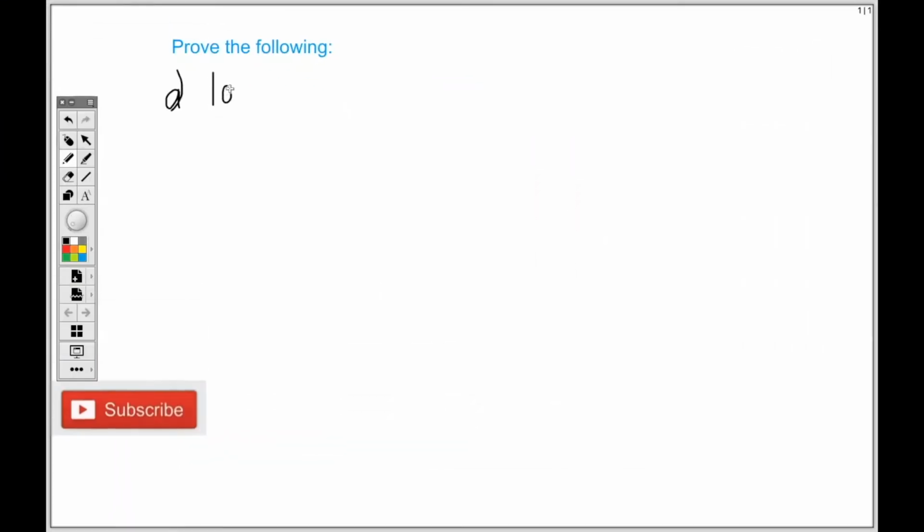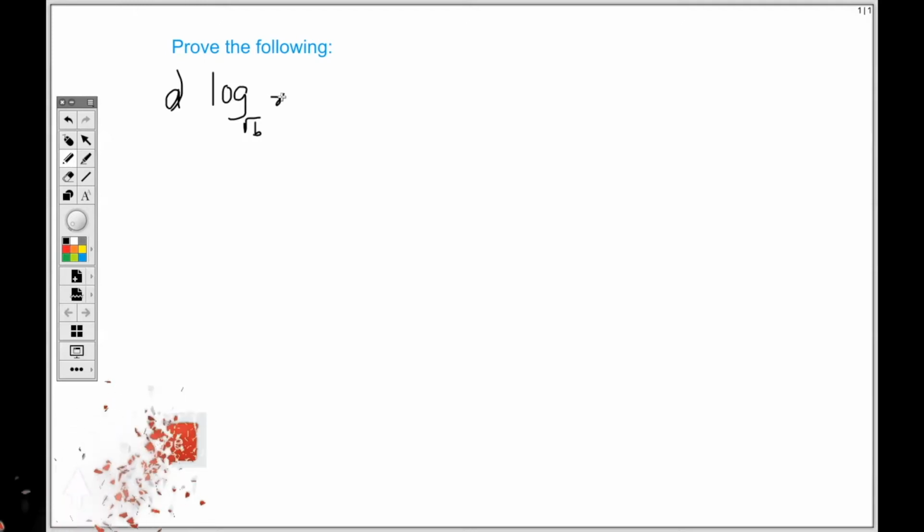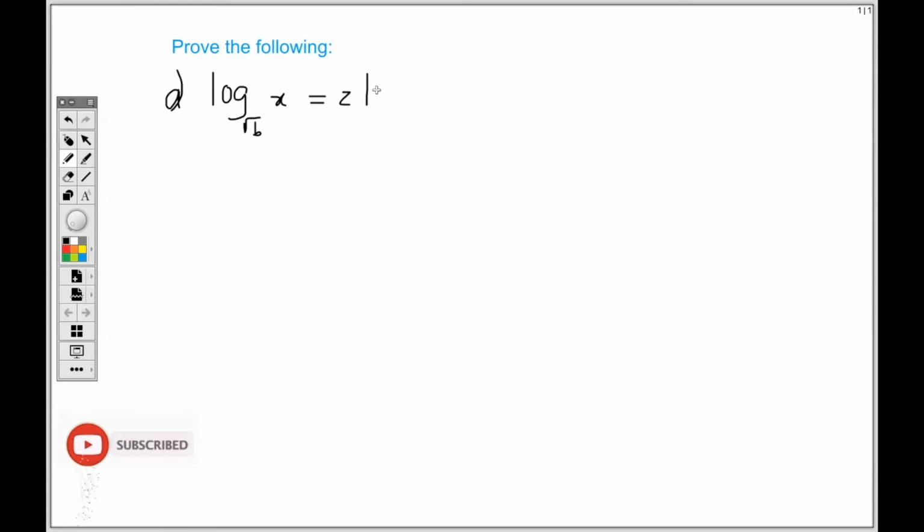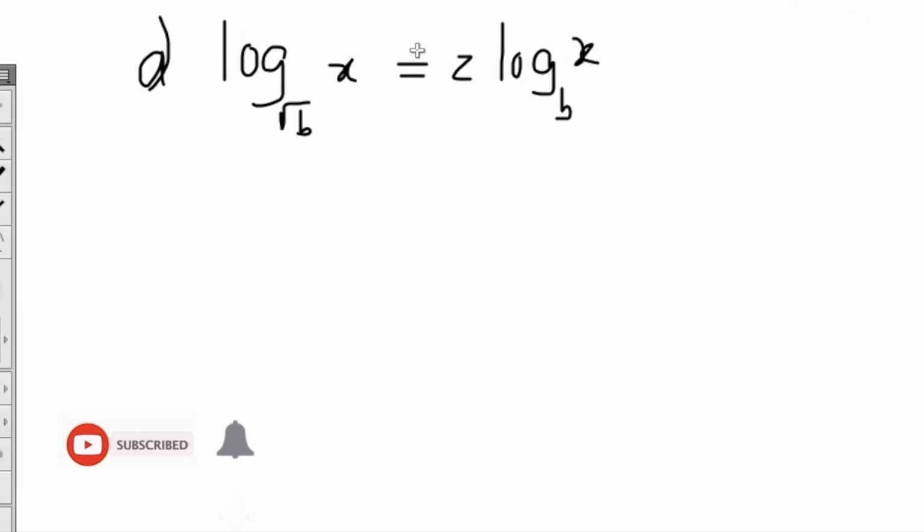So here I'll be proving the first one: log base square root of b of x is equal to 2 log base b of x. Now I'm going to look at the left hand side. So what happens when you have a square root of b?